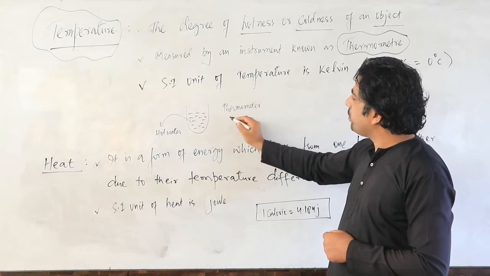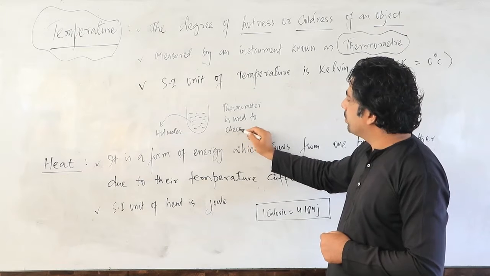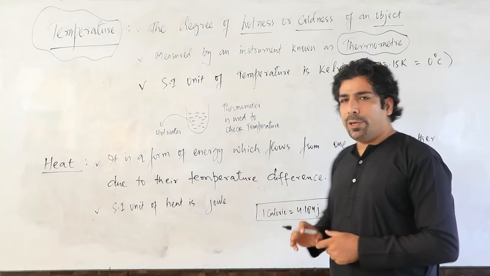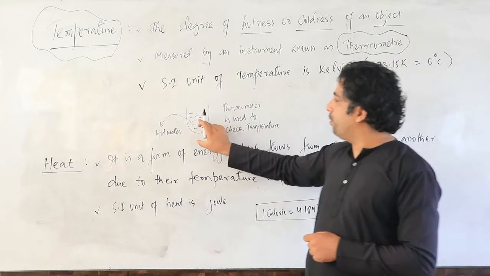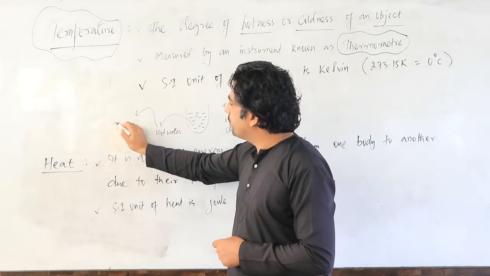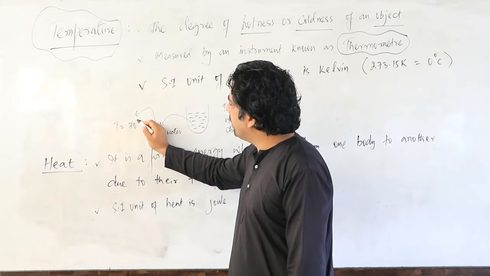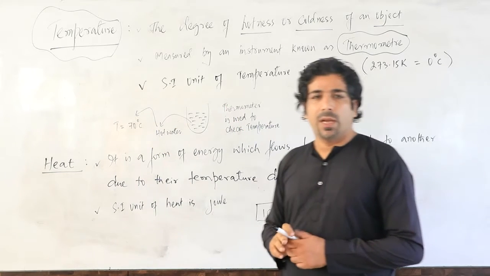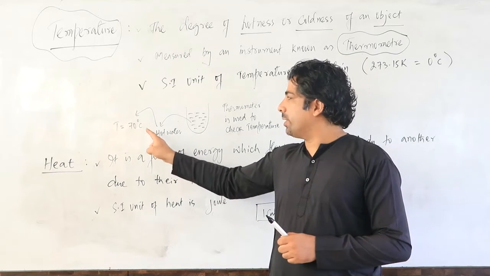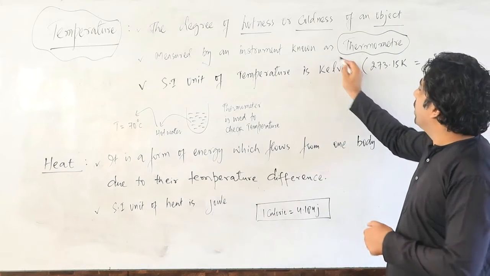Thermometer is used to check temperature. So by using the thermometer, let us suppose the temperature of this particular hot water is 70 degrees Celsius. Yes or no? But remember, the SI unit of temperature is not degrees Celsius. The SI unit of temperature is Kelvin.